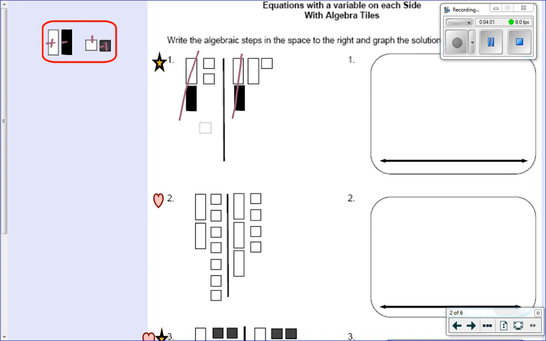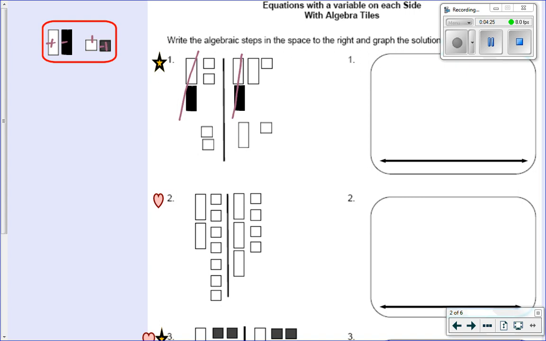So now we are left with that. We're left with 2 positives on this side. Look, we're down to 1 rectangle. So we're almost there, right? What's next? Julia?